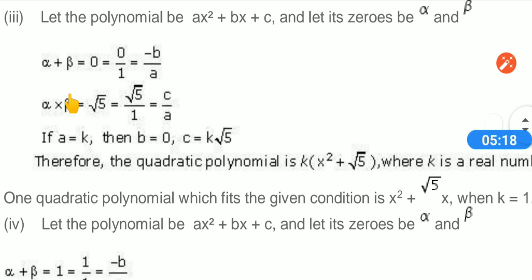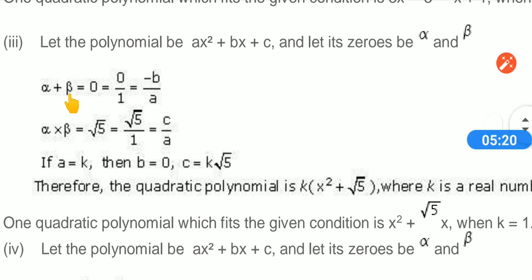Alpha plus beta, how much is given in your textbook, children? In exercise 2.2, second question, third point, the sum of zeros, how much is given? 0. 0 can be written as 0 by 1. Okay, children? Product of zeros, how much is given in the textbook? Root 5. Root 5 means root 5 by 1.